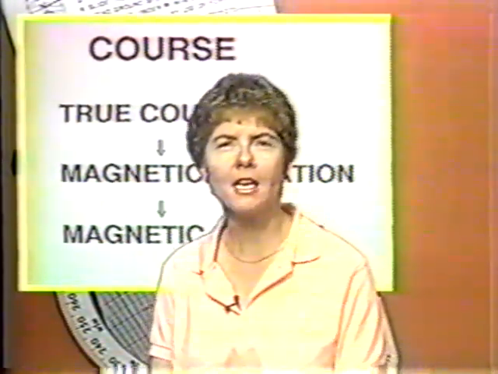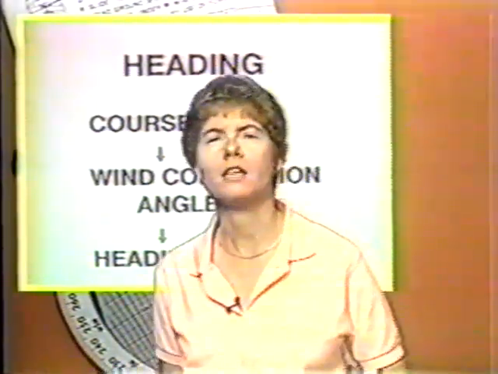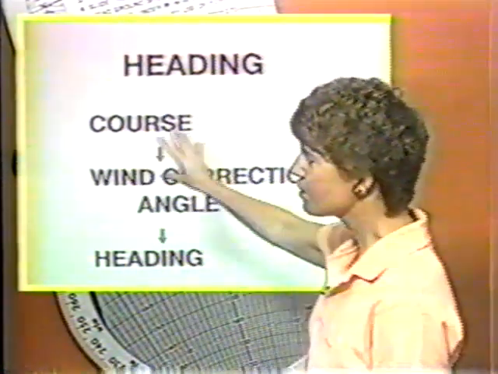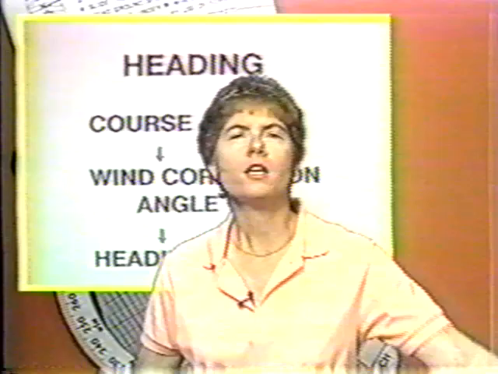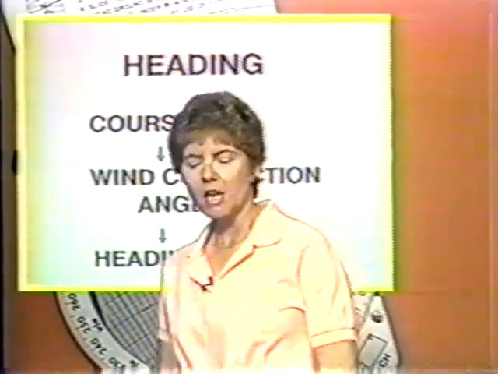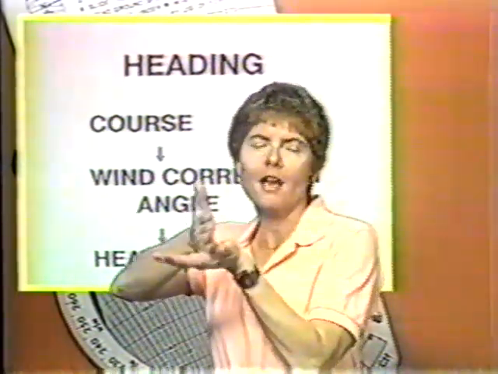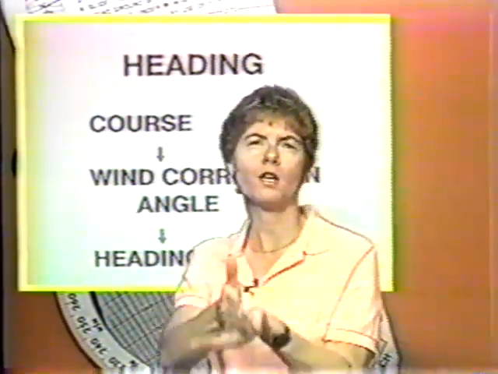Now, your heading is the direction that the nose of the aircraft is actually pointed, and that can be relative to either true north or magnetic north. If you take your course and you adjust for the wind correction angle, that will give you your heading. The wind is blowing from one side or another, and in order to keep from being pushed off the course that you want to fly, you actually have to crab the nose of the aircraft one direction or another, depending on which direction the wind is from.